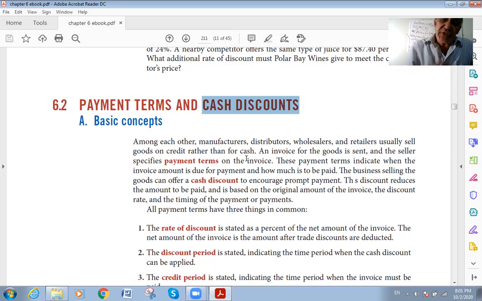So I'm encouraging you. The rate of discount is usually higher when the time of settling the transaction is shorter. The more the time, the less the discount. The shorter the term of payment, the more the discount.